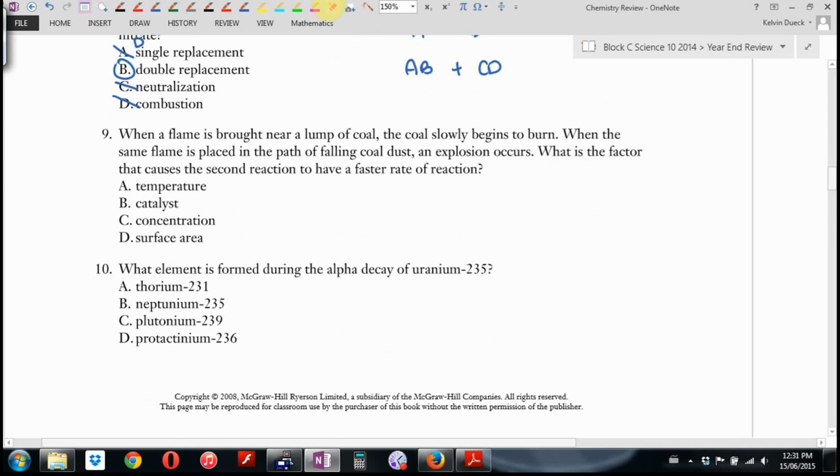When a flame is brought near a lump of coal, the coal slowly begins to burn. When the same flame is placed in the path of falling coal dust, an explosion occurs. What's the factor that causes the second reaction to have a faster rate of reaction? Nice. What questions do they love to throw like this on the provincial? Kindling is a great example of why logs are tough to burn. Kindling is easy to burn. Surface area.